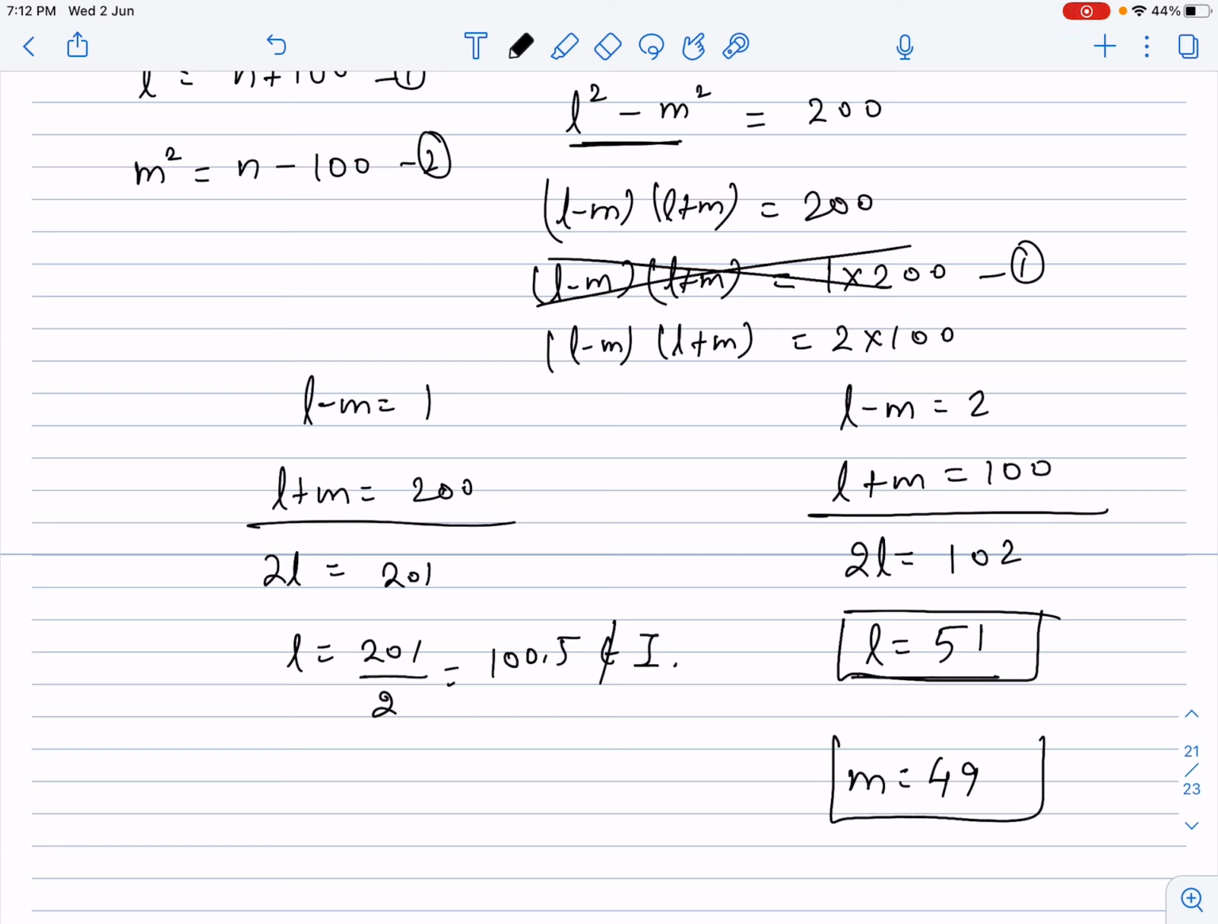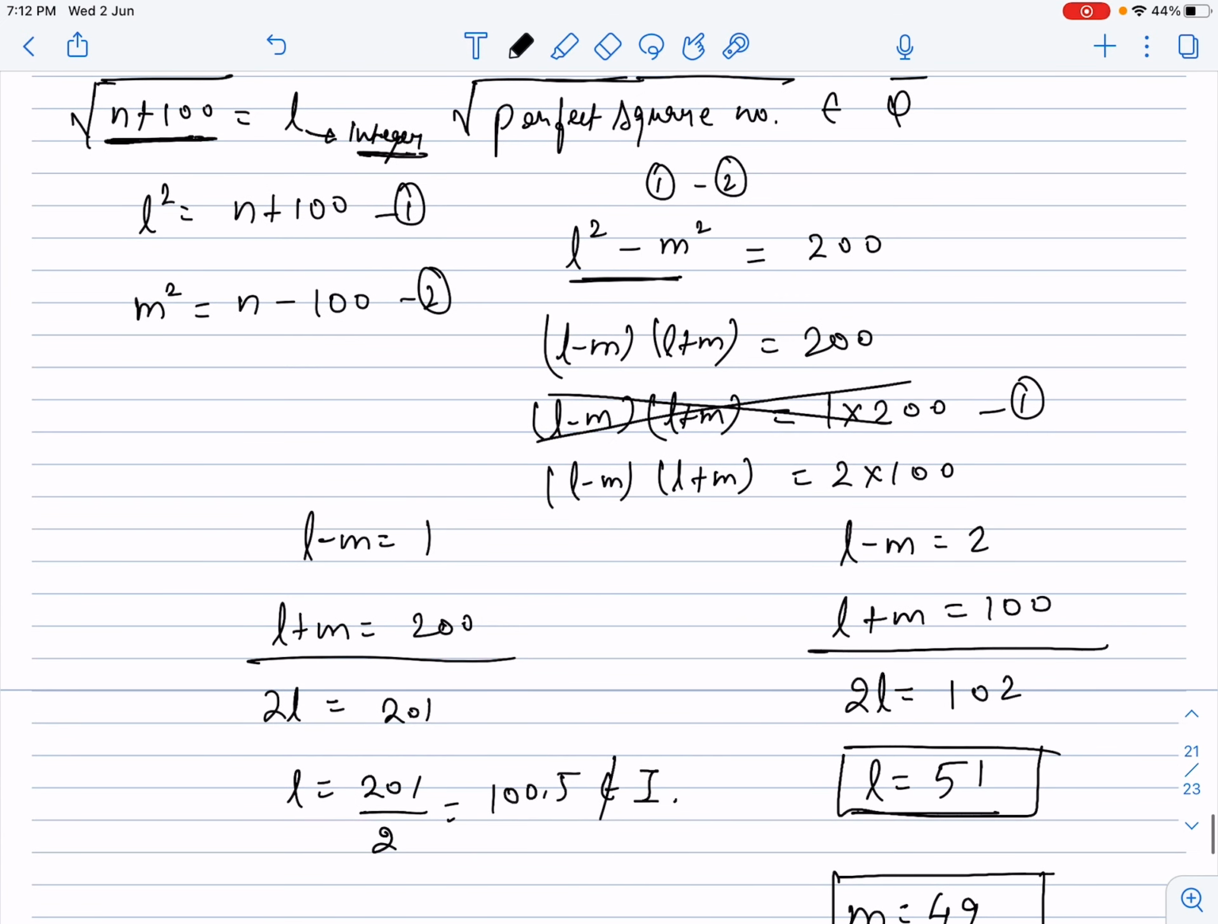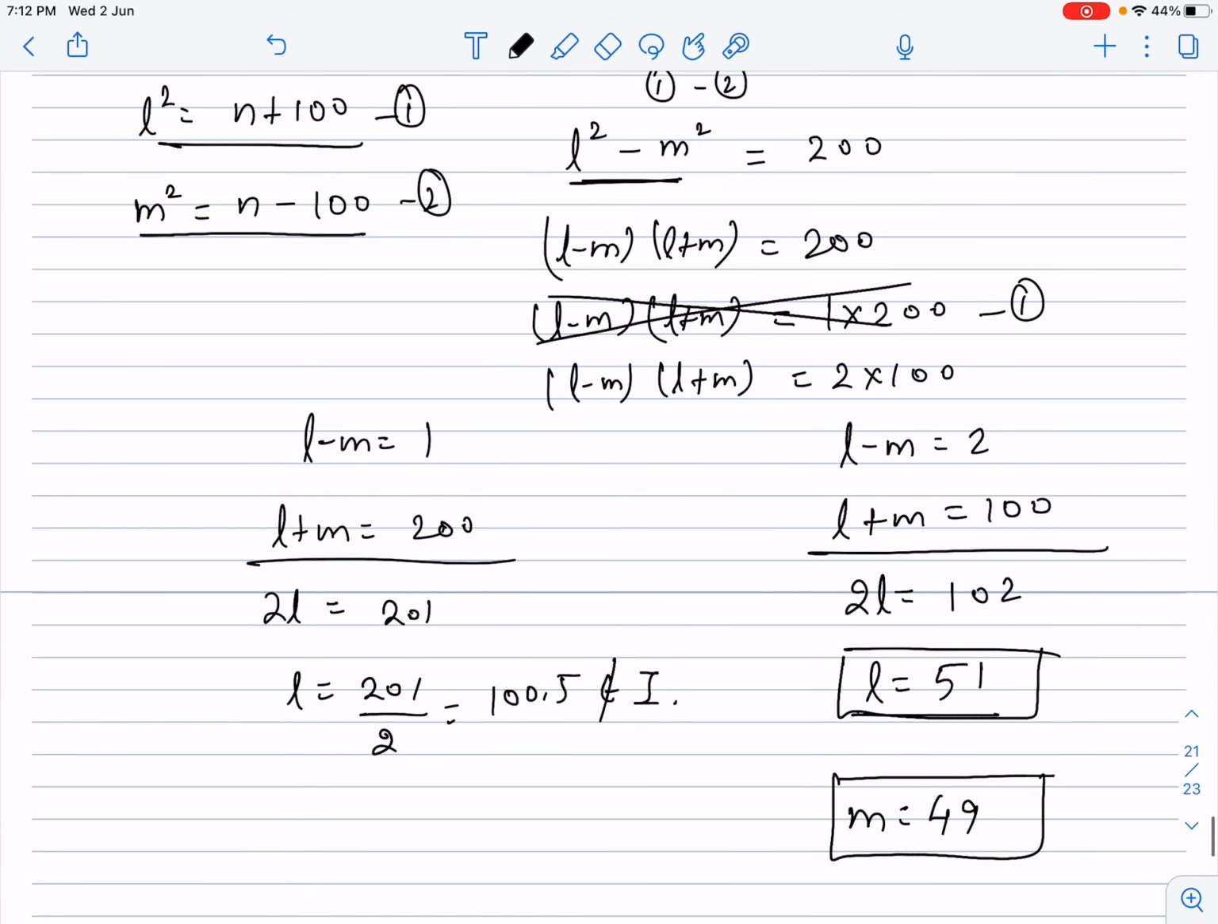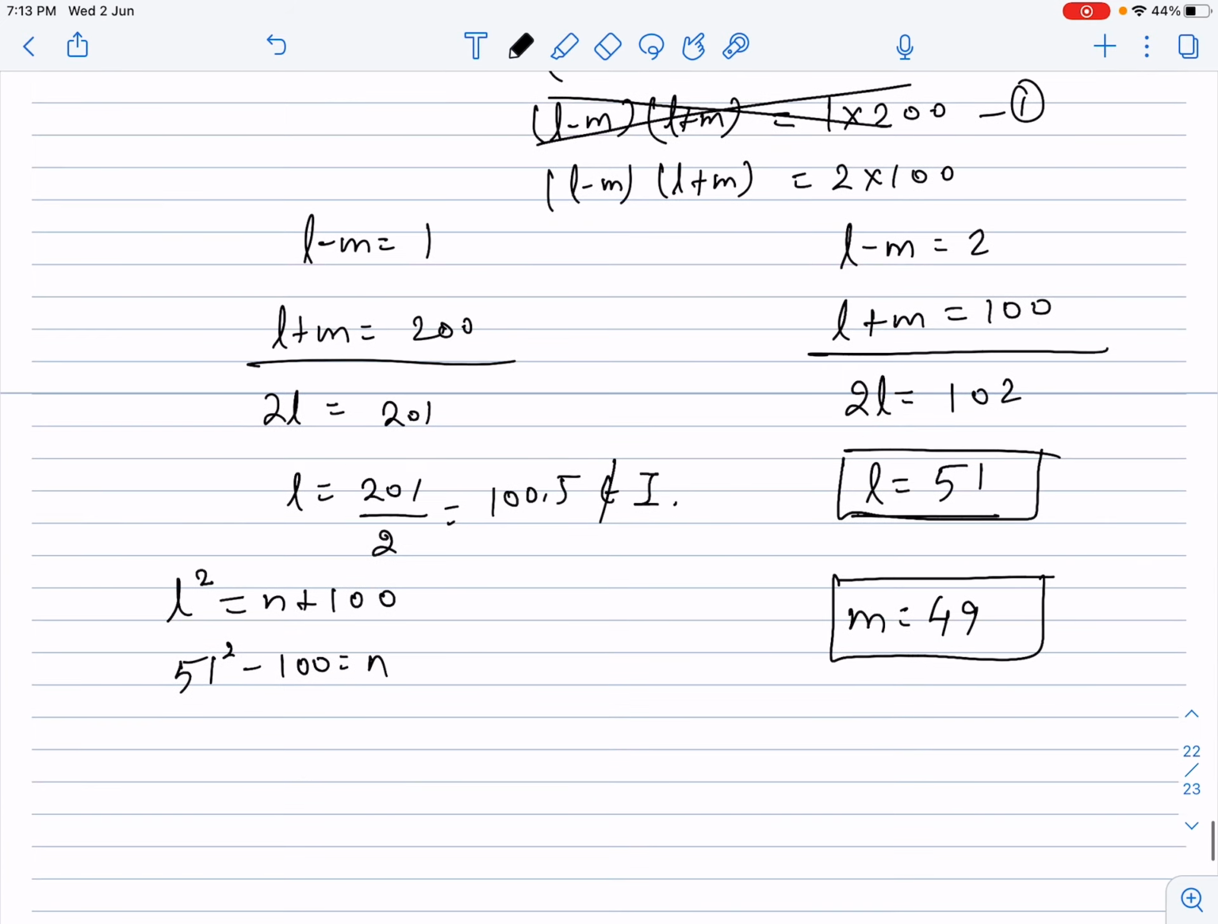As soon as I got these values, I can get the value of n using which equation? Either this equation or this equation. So sir, which equation will be helpful? Let's use the first expression. The first expression gives me L square is equal to n plus 100. That means 51 square minus 100 is equal to n. That means 51 square minus 10 square is equal to n. That means 51 minus 10, 41, and 51 plus 10, 61, that is n. So finally, what do we want?